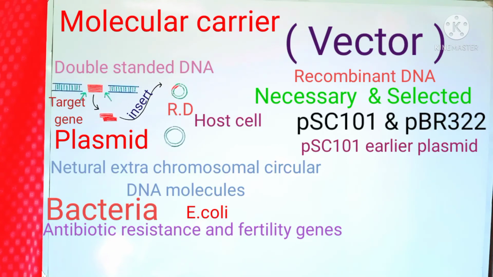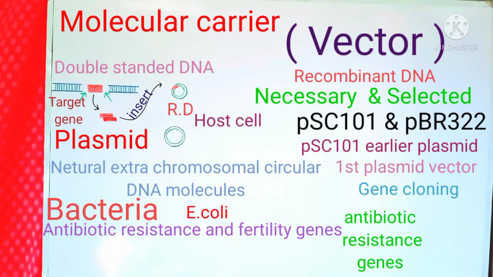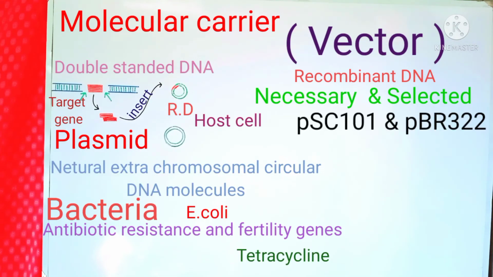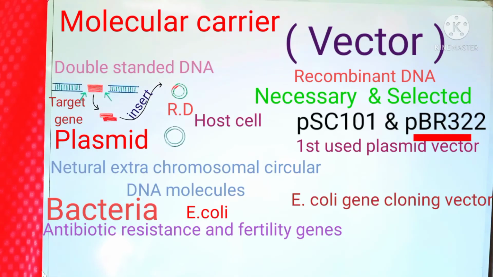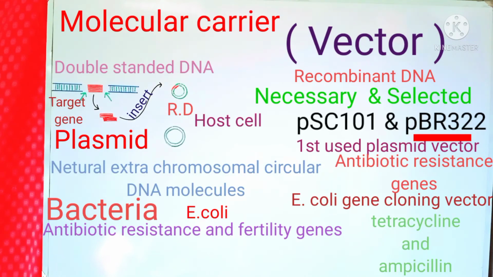pSC101 is an earlier discovered plasmid, the first plasmid vector used for gene cloning, that has an antibiotic resistance gene for tetracycline, whereas pBR322 is also a first widely used E. coli cloning vector which has antibiotic resistance genes for tetracycline and ampicillin. Both these plasmids provide a site for the insertion of the gene of interest.